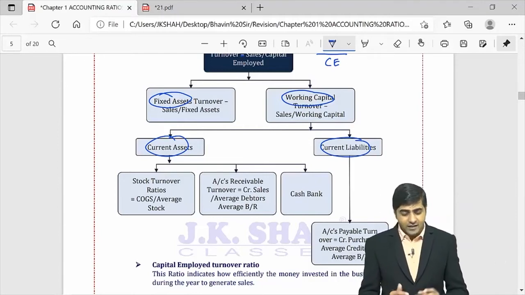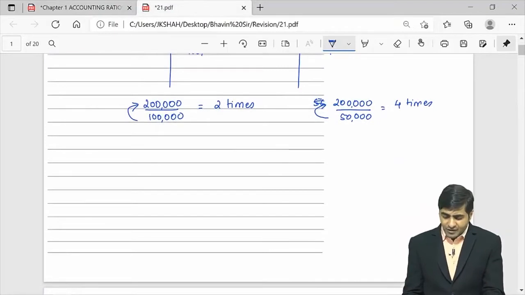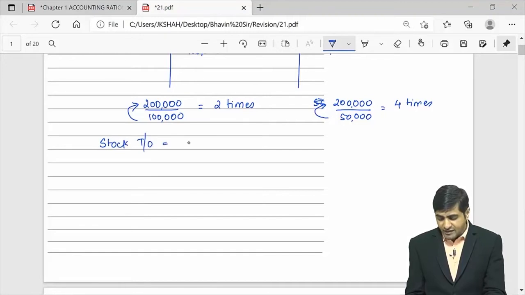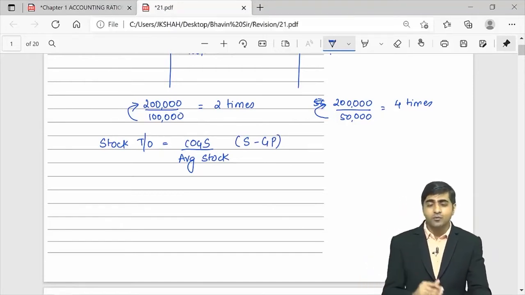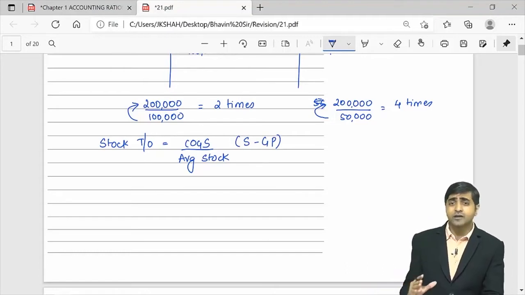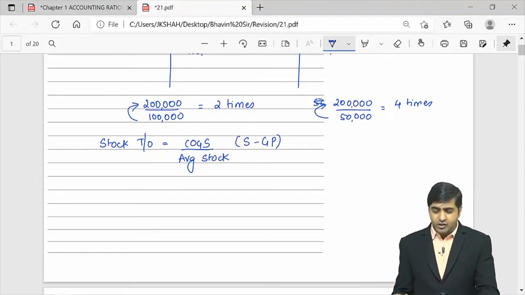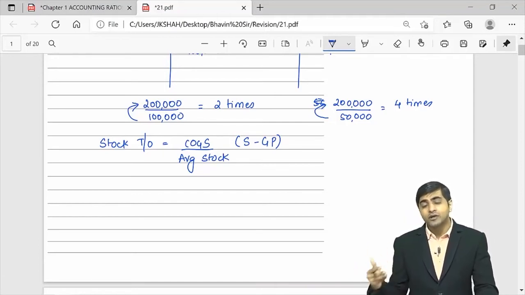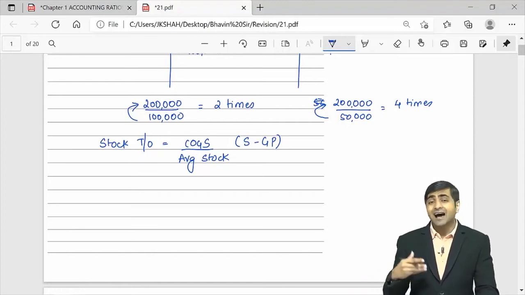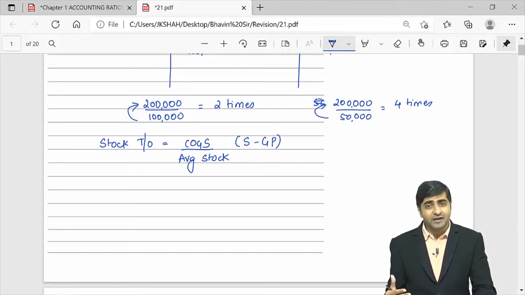Now, my dear students, when we are talking about the stock turnover ratio, the formula is COGS divided by average stock, where COGS signifies your sales minus GP. This will give you your COGS, which we need to divide by average stock, which is opening stock plus closing stock, divided by 2. That will give you your stock turnover ratio. Now if this ratio is higher, it means the stock is rotated and liquidated more times in a year in the business, and the higher the ratio, the higher the efficiency of the management.